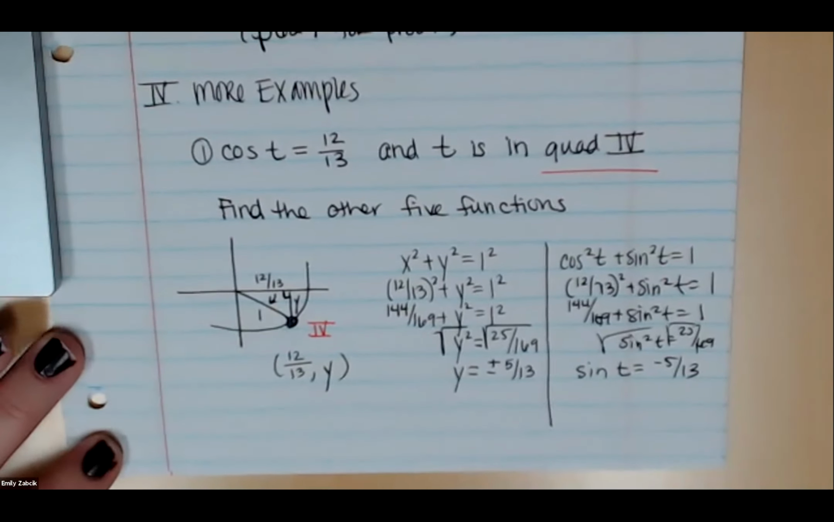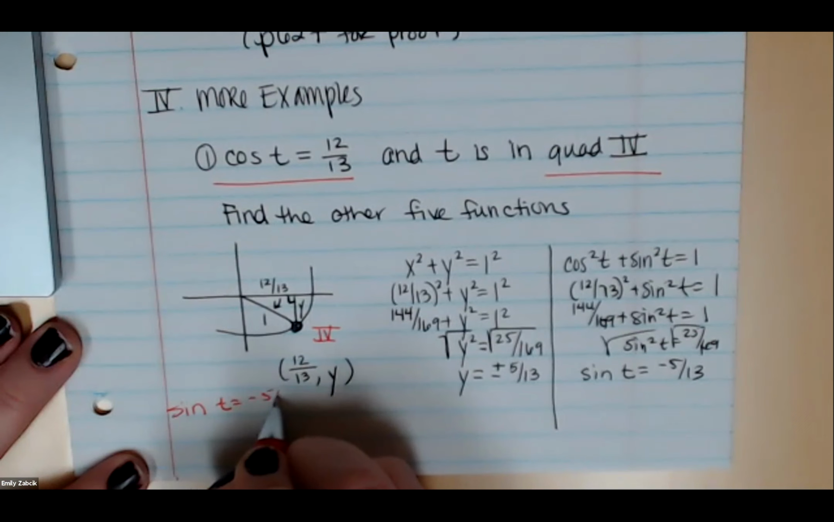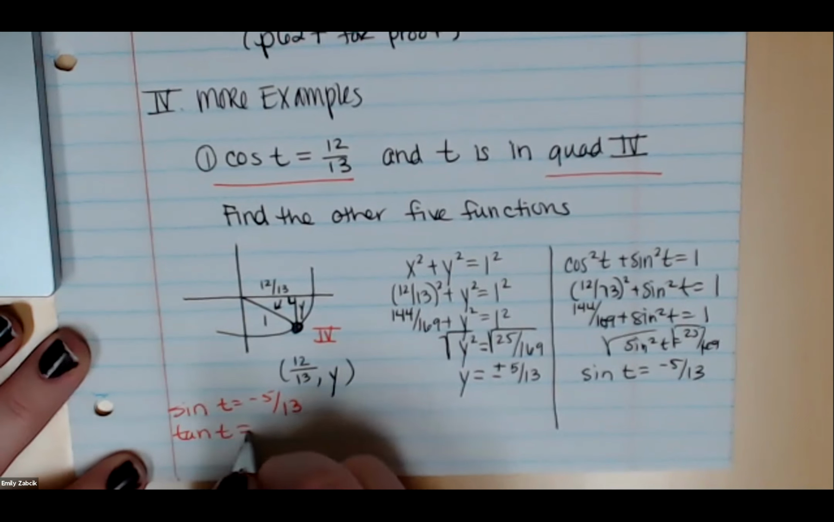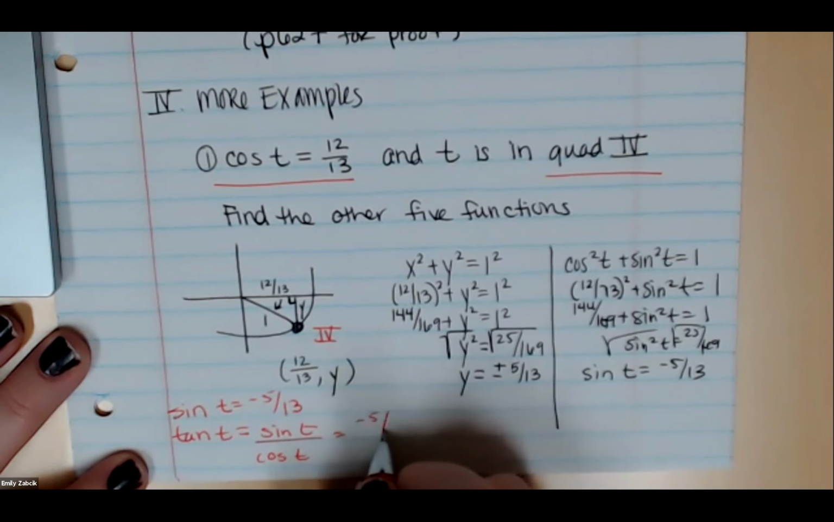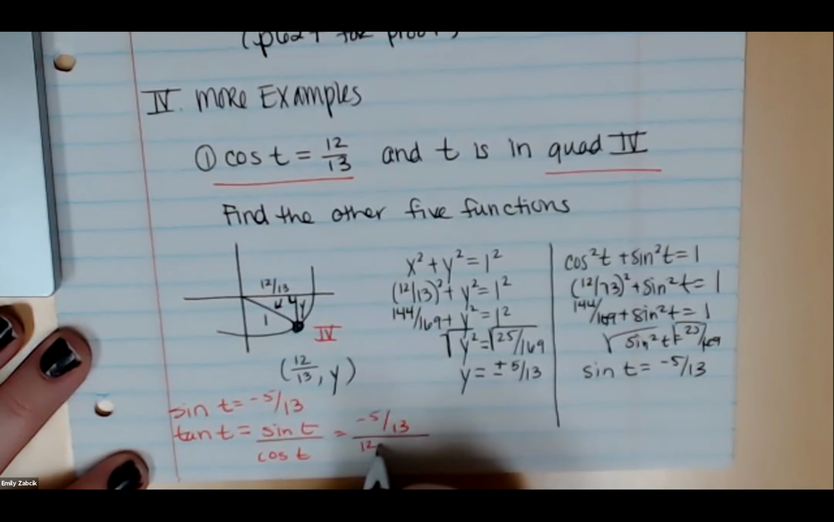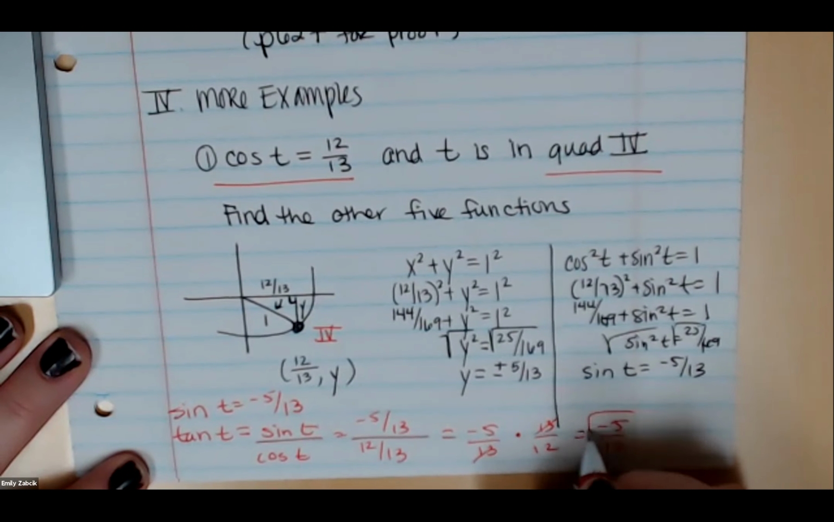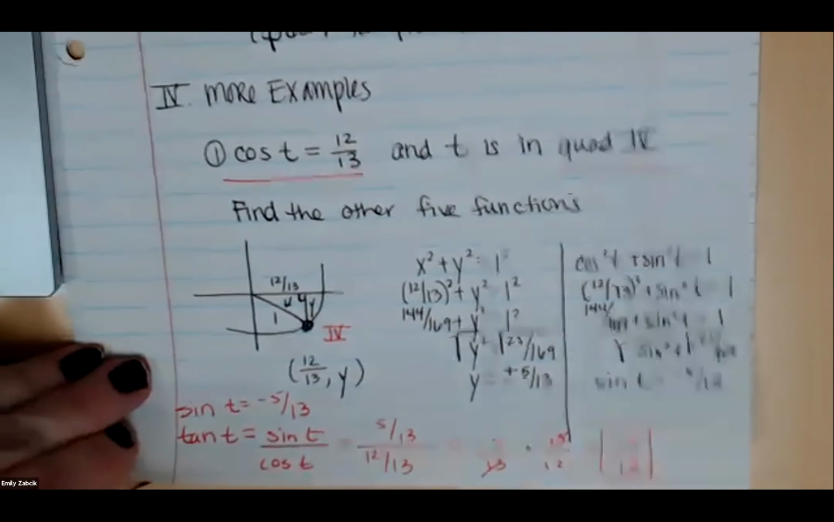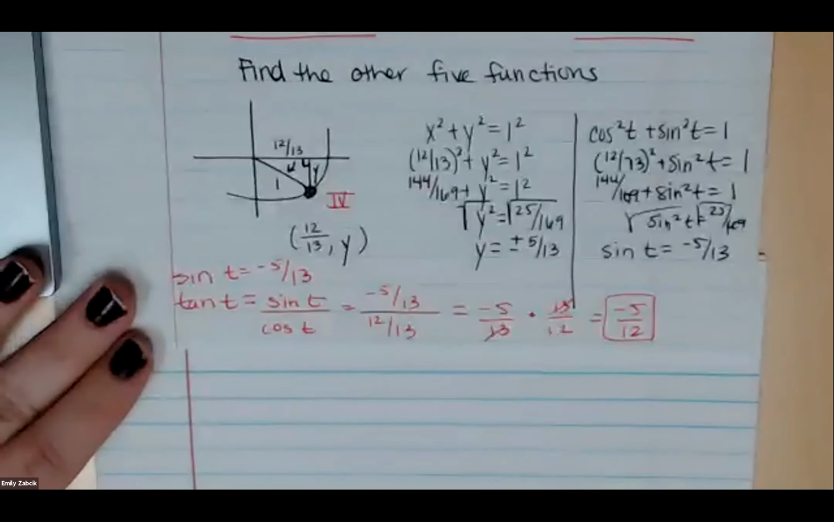So that being said, we know cosine, and sine is equal to negative 5 over 13. So that means tangent, we can now find it, is sine over cosine. So that would be sine times, flip this one. So negative 5 over 12 for tangent. Once I have sine, cosine, and now even tangent, all the other ones are going to follow suit.